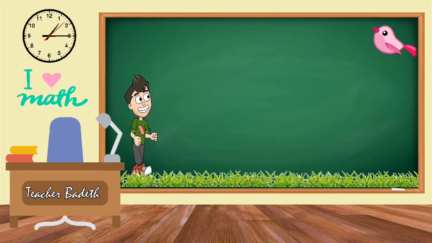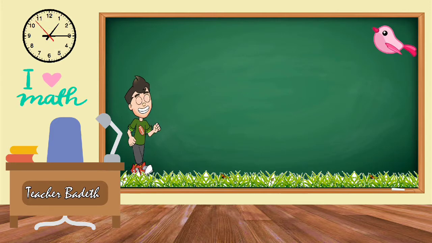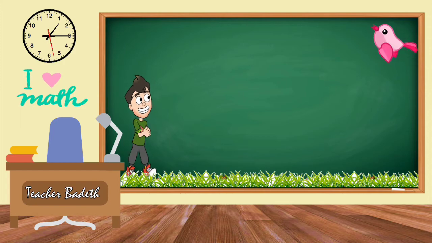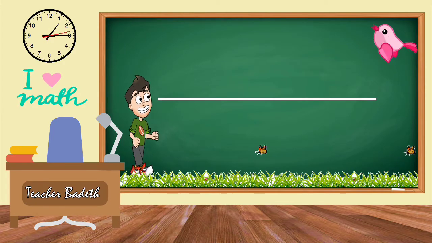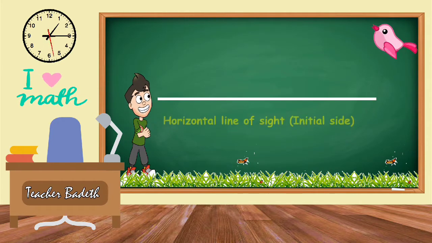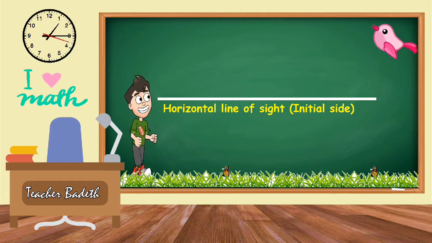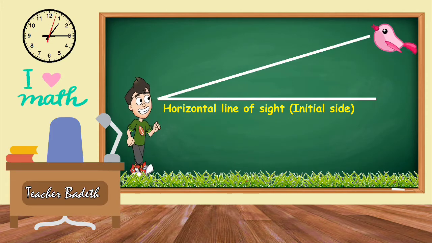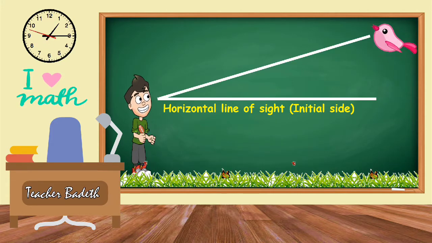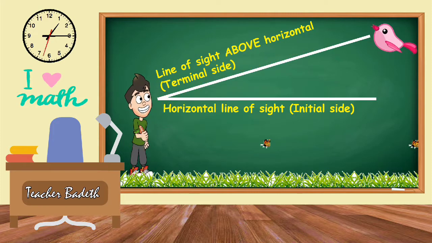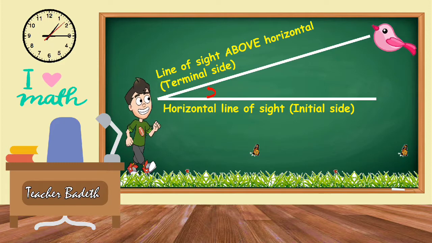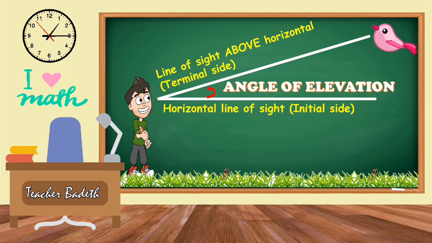To further understand, let's take a look at this illustration. A boy looking at a bird. The imaginary line that starts at the eyes of the boy and moves out horizontally parallel to the ground is the horizontal line of sight. The line from the eyes of the observer towards the bird is the line of sight above horizontal. The angle formed between the two lines is what you call the angle of elevation.